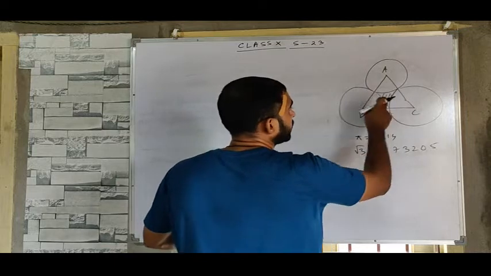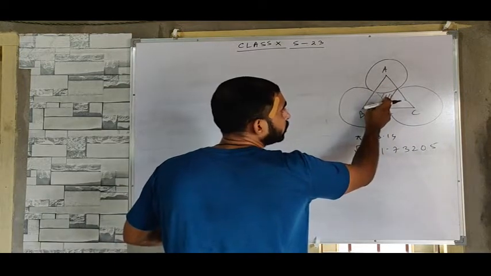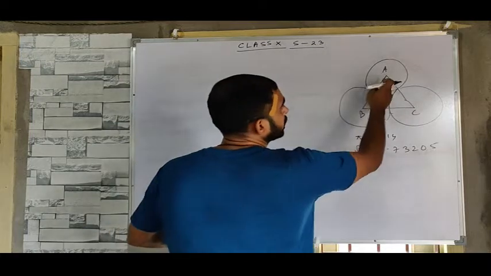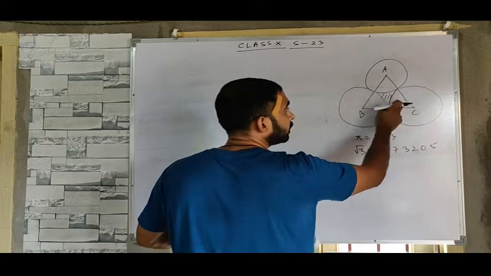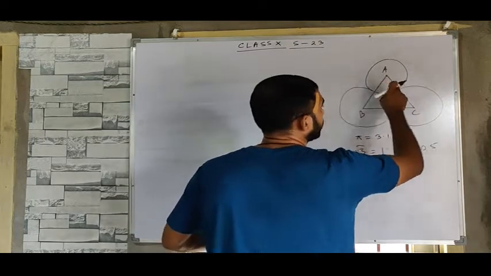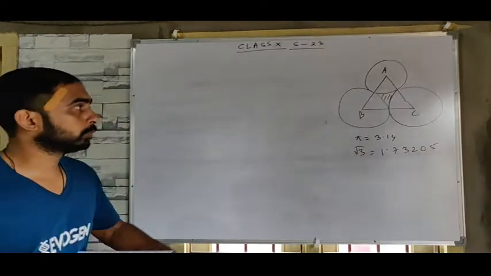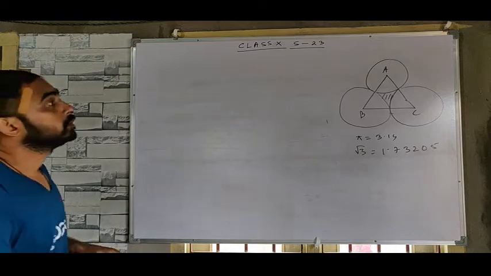If we subtract the area of these three sectors, this is the portion whose area we have to find out. If we subtract the area of these three sectors, all equal in measurement, from the area of the triangle, then we will get the value of the shaded portion. So in this question, first we have to find out the side of the triangle.